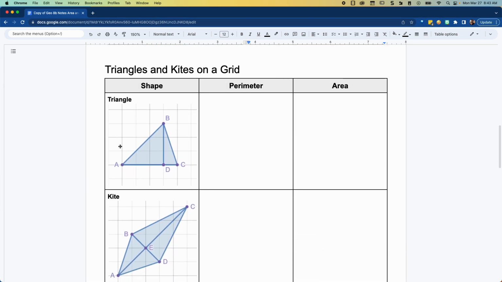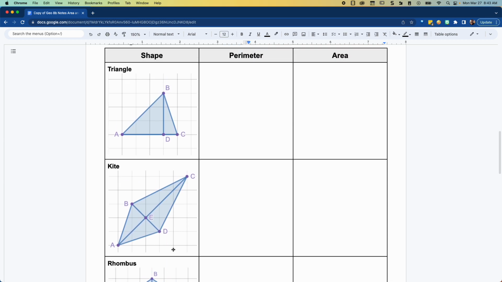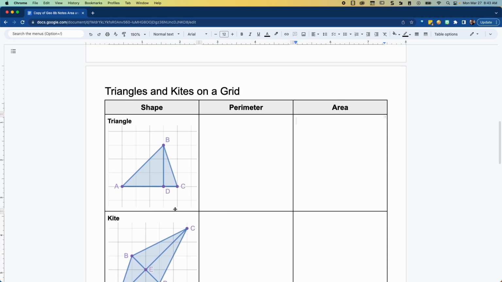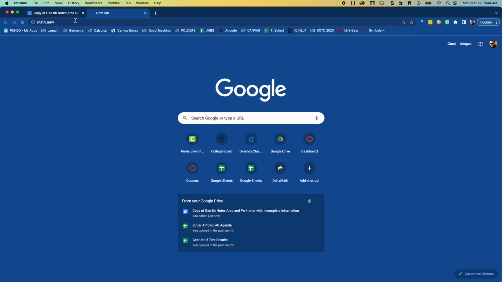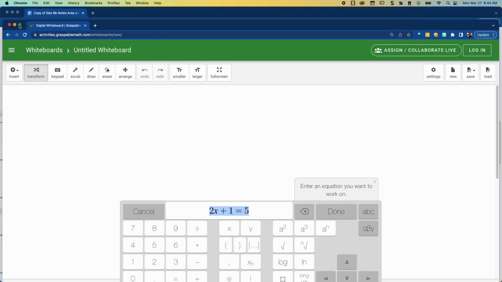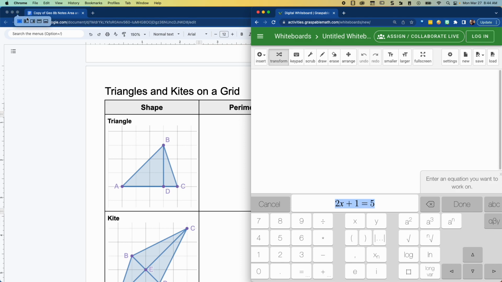Okay, so now in each of these problems that we look at, we're going to calculate the perimeter and the area, but we are also going to mark up this drawing to try and add some information to it to make it easier to calculate the area and the perimeter. So this one, I could calculate the area right away because I have a height and I have a base. So let's take a look at that height and base, and we'll open up math.new. Put this over on the right side and this other one on the left side.